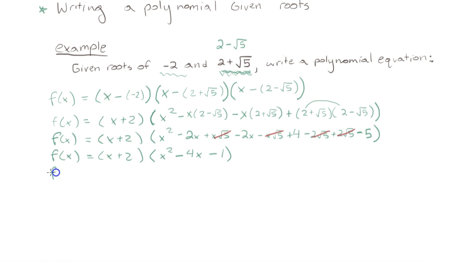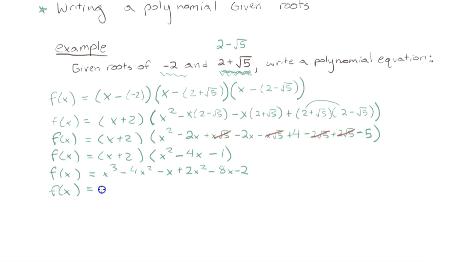All right, now all we have to do is some more distribution, and we're on our way to a simplified answer. So let's distribute x to the second parentheses. We'll get x to the third minus 4x squared minus x. And we have to do the same with 2, so positive 2x squared minus 8x minus 2. Almost there.